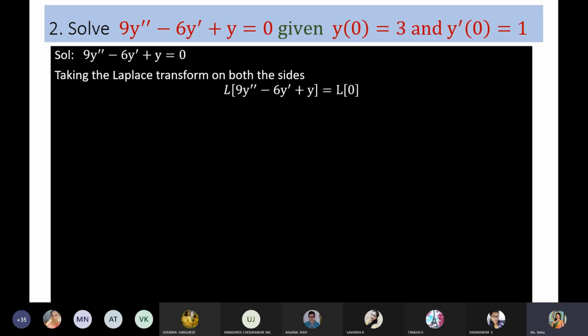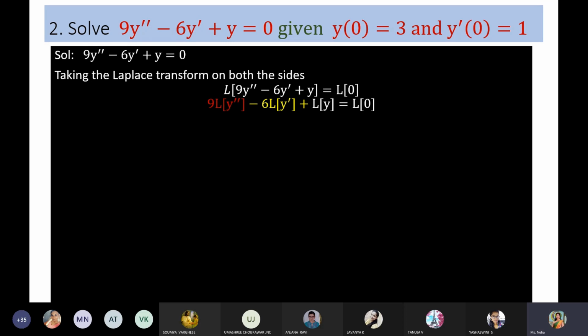Laplace transformation of 9y'' − 6y' + y is equal to Laplace transformation of 0. On the left hand side, we will split the Laplace transformation into 3 terms: 9 into L of y'' minus 6 into L of y' plus L of y is equal to 0. Now quickly tell me the formula. What is Laplace transformation of y''? Double dash will start with s squared.